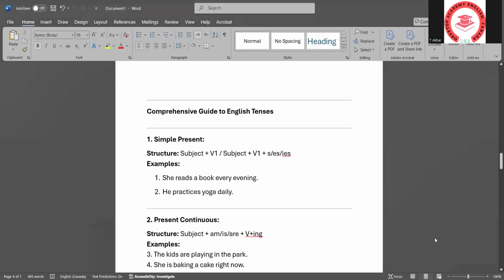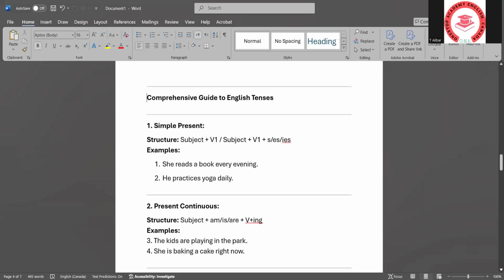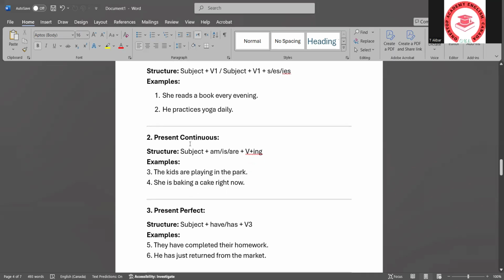Next is present continuous. The structure of this tense is subject plus am, is, or are plus verb plus ing. Example is the kids, that's the subject, are playing. Play is the verb and then ing, in the park. She is baking a cake right now.